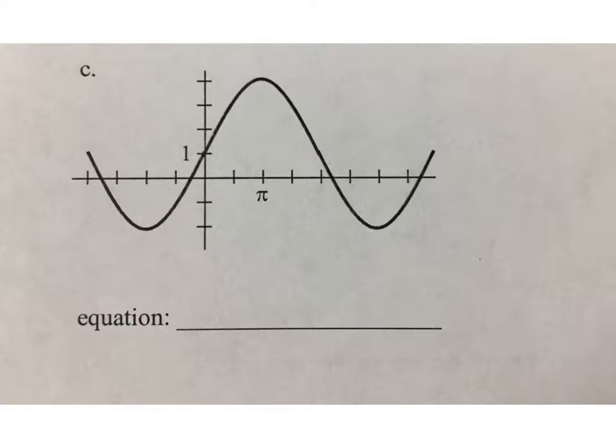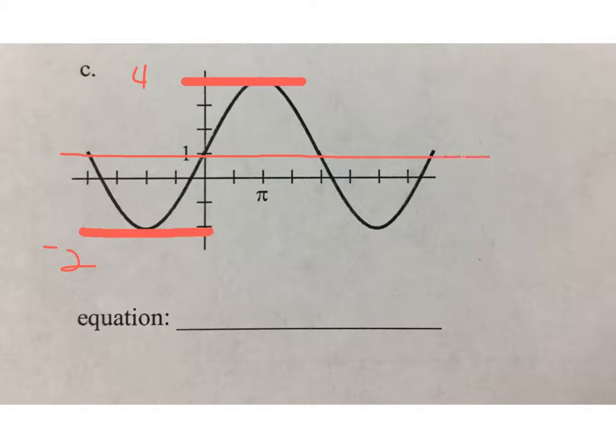Identifying some things. So the first thing we want to do is find the midline. I notice that there's a maximum up there at positive 4, and a minimum down here at negative 2. So if I have a maximum at positive 4 and a minimum of negative 2, that means the middle must be here at positive 1. So this is your midline, the thing that runs down the middle of your trig graph.